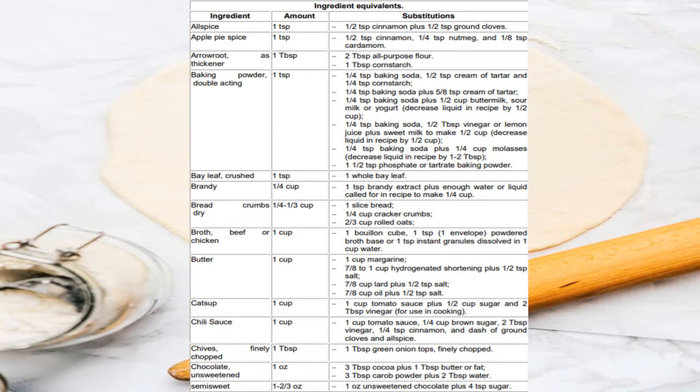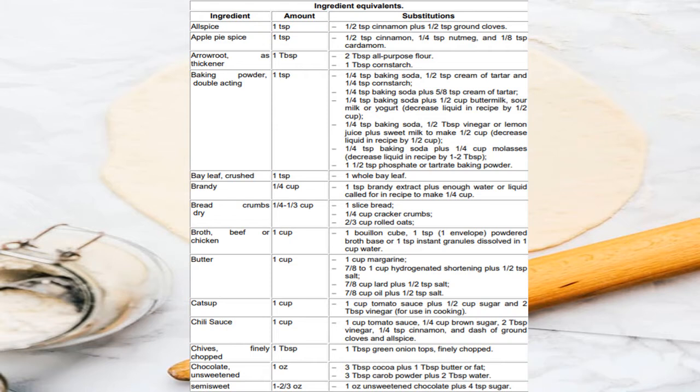Bay leaf, crushed, 1 tablespoon, but you may substitute 1 whole bay leaf. Brandy, 1/4 cup: 1 tablespoon brandy extract plus enough water or liquid called for in recipe to make 1/4 cup. Breadcrumbs, dry, 1/4 to 1/3 cup: 1 slice bread, 1/4 cup cracker crumbs, or 2/3 cup rolled oats.